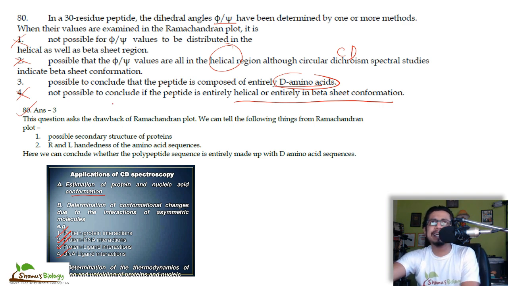The question needed us to know the drawback of the Ramachandran plot, and we know that normally we find out the possible secondary structure of the protein and the R and L characteristics of the amino acids present in the protein with the help of a Ramachandran plot. So the drawback is whether they can conclude that the peptide is made entirely of D amino acids. Yes, a Ramachandran plot can easily find it.